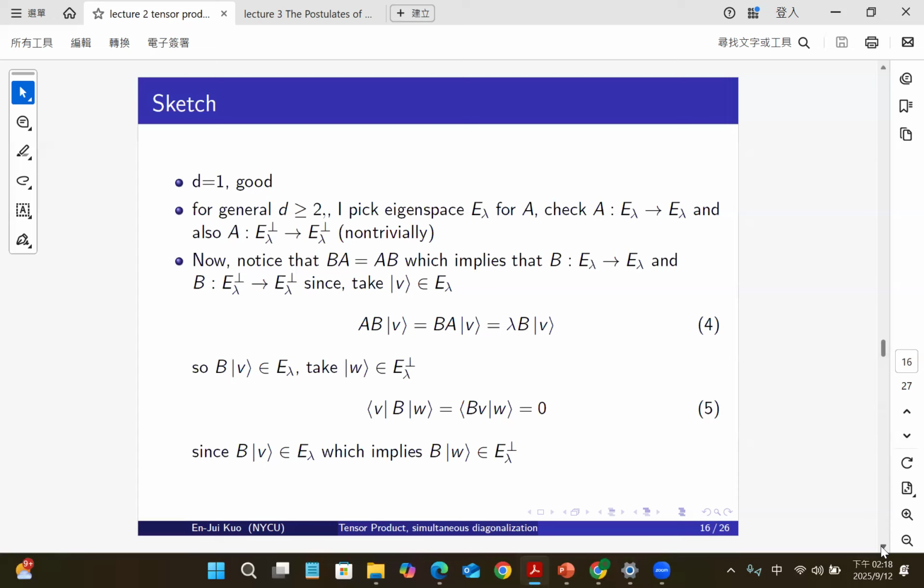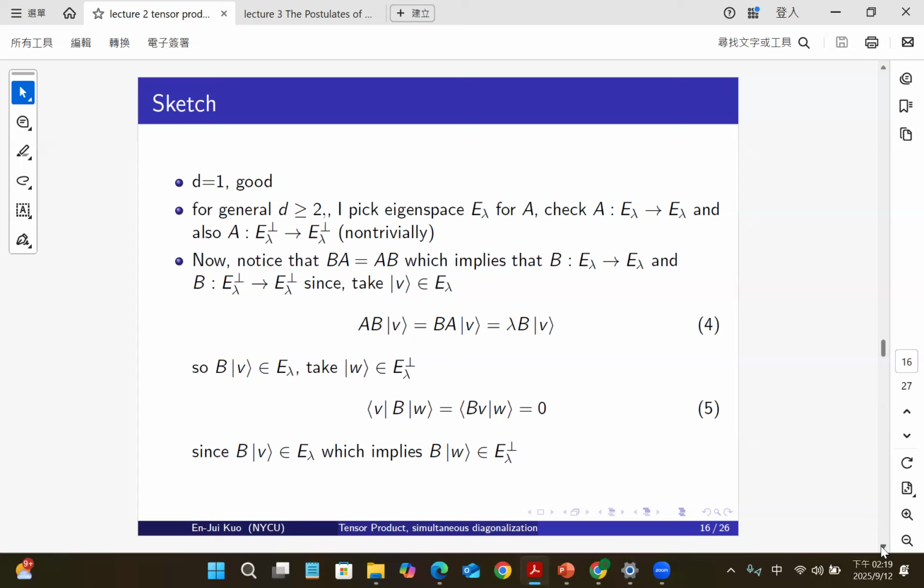d equals 1 is good, right? Because when d equals 1, then A and B are all numbers. So numbers automatically commute, and they are all diagonal. So let's say for general d. Let's say I pick an eigenspace. 所以就是说我把所有 eigenvalue 是 lambda 的 eigenvector span 出来的空间叫做 E lambda.